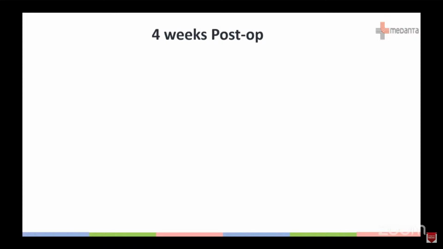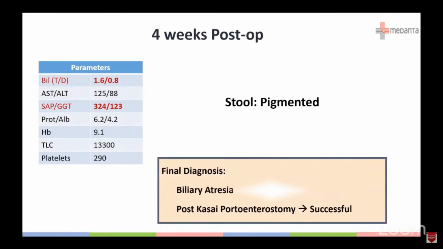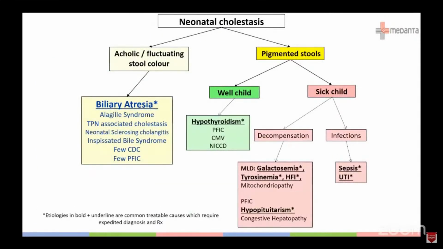So in our case, after performing a Kasai portoenterostomy, 4 weeks post-operative, the bilirubin has dropped down to 1.6 and the stool has become pigmented. So the final diagnosis is biliary atresia post Kasai portoenterostomy, and it is a successful post Kasai portoenterostomy. So this slide I have already highlighted.